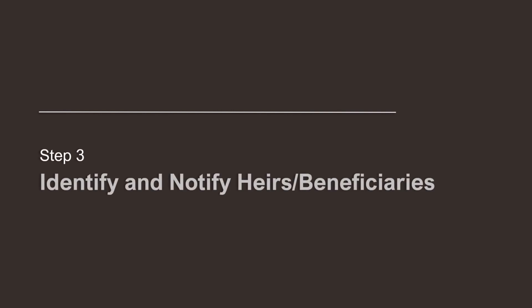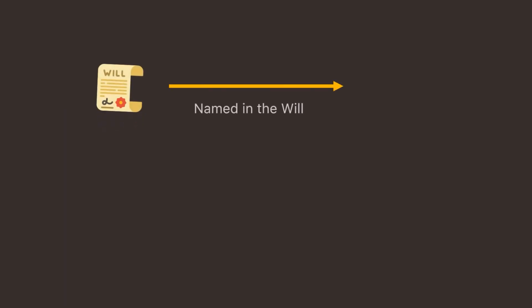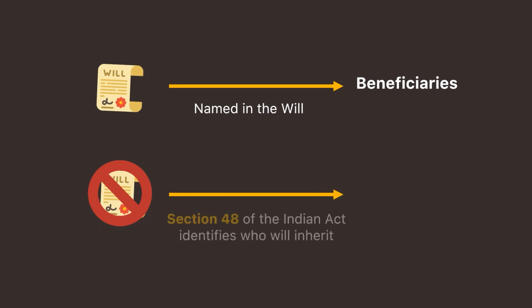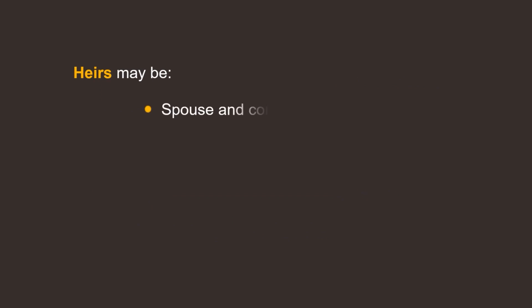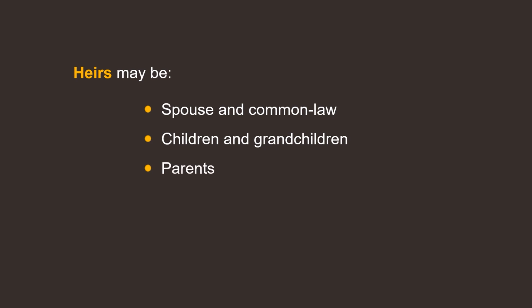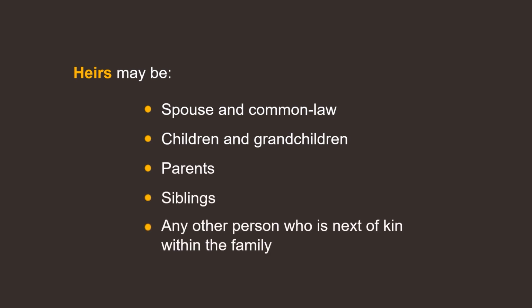Step 3 is to identify and notify the heirs and the beneficiaries. If the person who died had a will, then the beneficiaries are named within the will. However, if the person who died didn't have a will, then the Indian Act decides who the heirs are. This could be spouse and common law, children and grandchildren, parents of the deceased, siblings of the deceased, and any other person that is next of kin within the family.